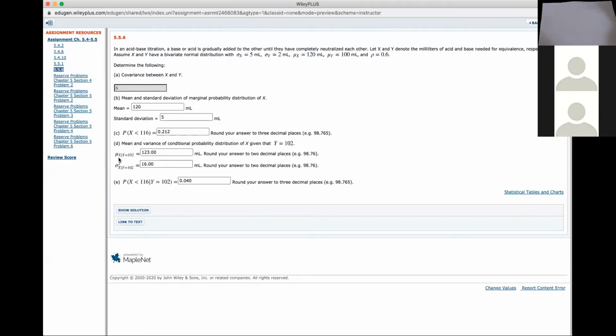And then mu x given y. I mean, this is the mean of the conditional probability distribution, right?